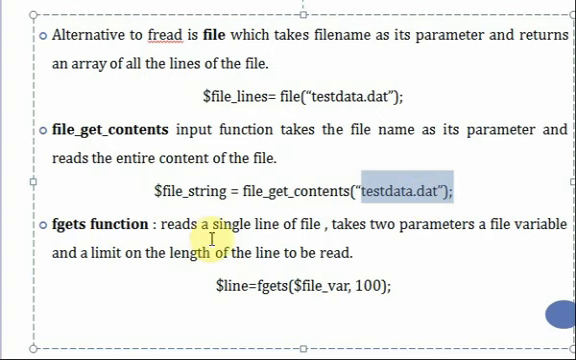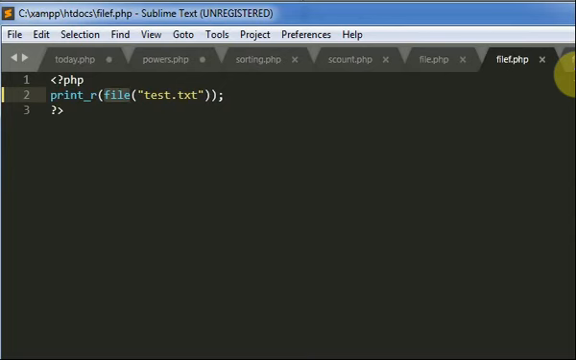Next one is fgets. So what does fgets do? It reads a single line of a file. It takes two parameters. What are the two parameters? One is a file variable and the other is a limit on the length of the line. So fgets is going to read the content until it encounters the end of file marker, or, when you say 100, until it reaches 99 characters. Again, we'll see an example of this.